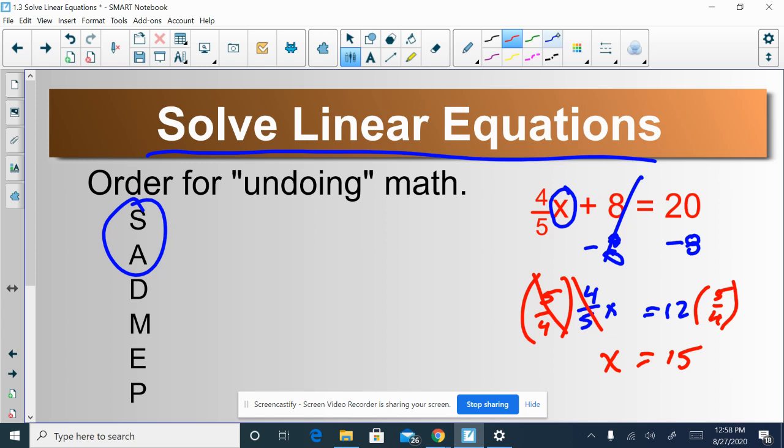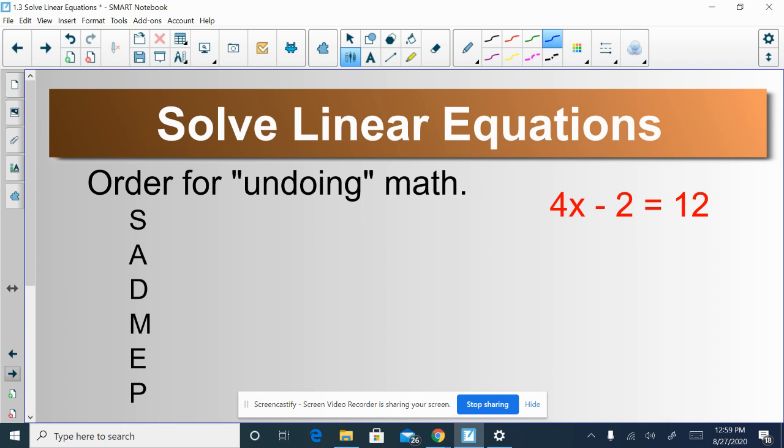So it's a good habit to get into when you arrive at your answer to double check it, make sure it actually works. So if you took 15 and you plugged it in for x, 4/5 times 15 is 12, and 12 plus 8 is 20, and we are correct. We know that because 20 is equal to 20.